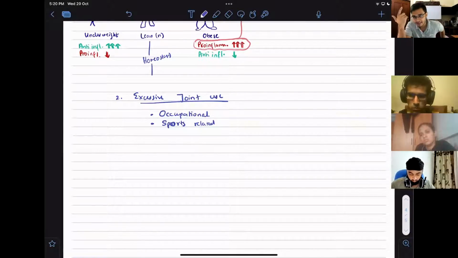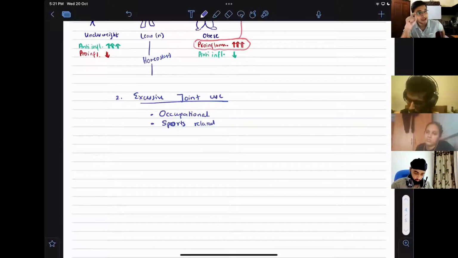Who are these elite athletes, guys? Guys who are competing at the Olympic, international level. They are training day in and day out. That's all they do. For them, depending on their type of sport and the joints that they use the most, there can be some risks associated with osteoarthritis. Having said that, we shouldn't make the obvious mistakes.